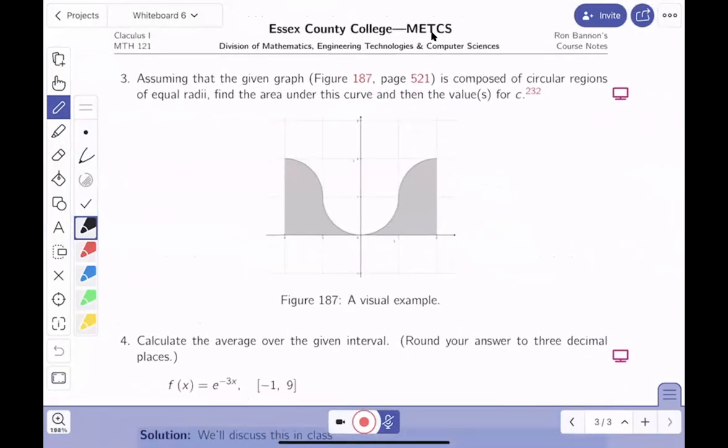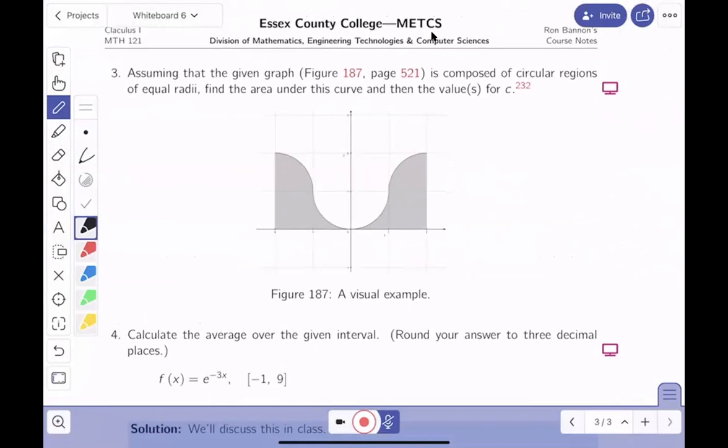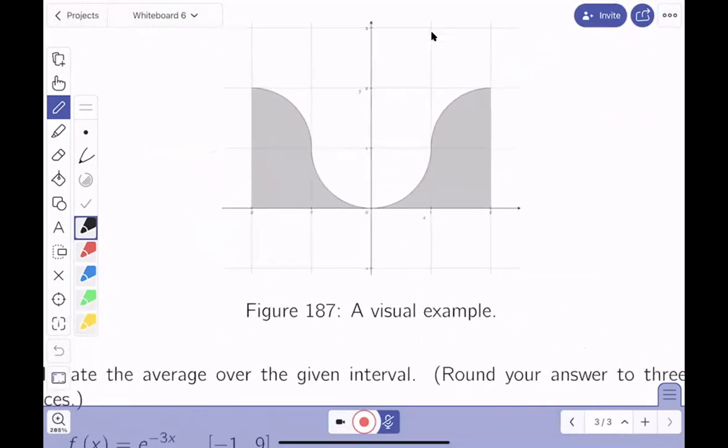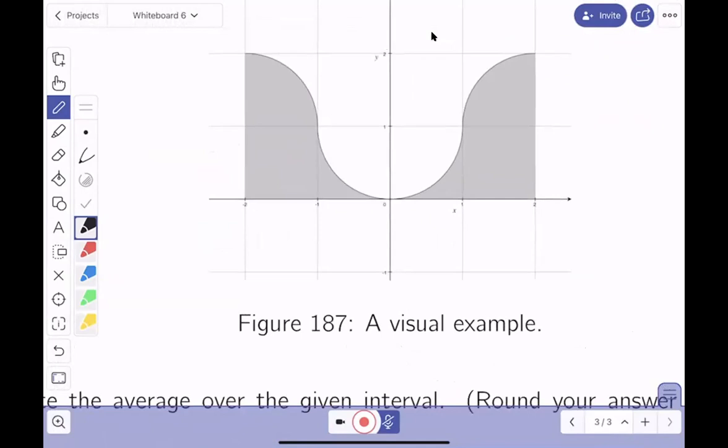The next question says, assuming a given graph, and I'm seeing the picture, it's figure 187, it's composed of circular regions of equal radii. Find the area under the curve and then the values of C. This has something to do with the average value of a function. So I'm going to blow it up and look at the picture. Here is a 1 by 1 square and a 1 by 1 square there. The areas of those are really simple. These two are just 1 square unit each.